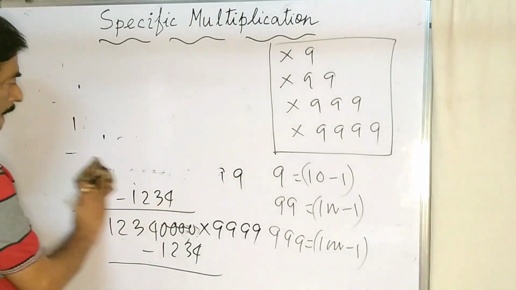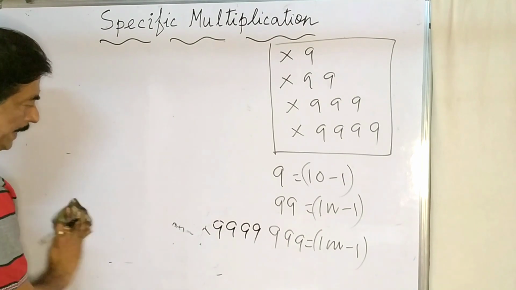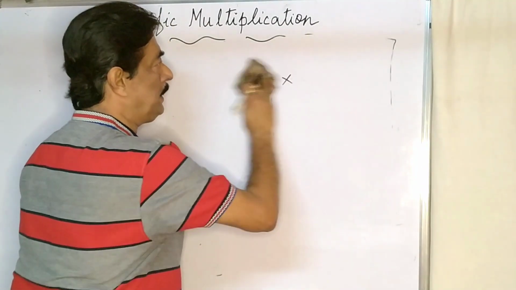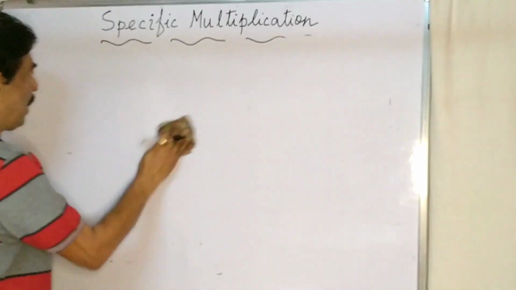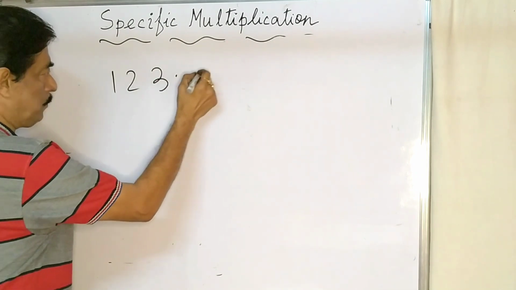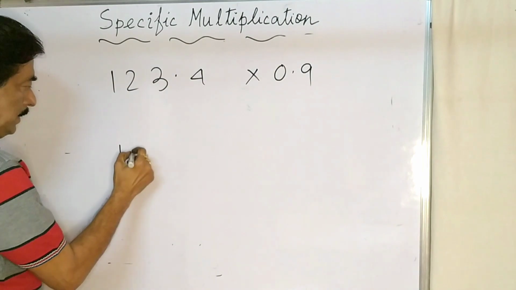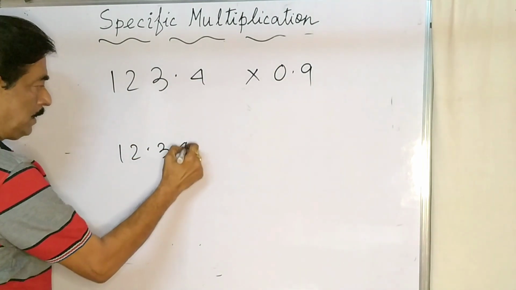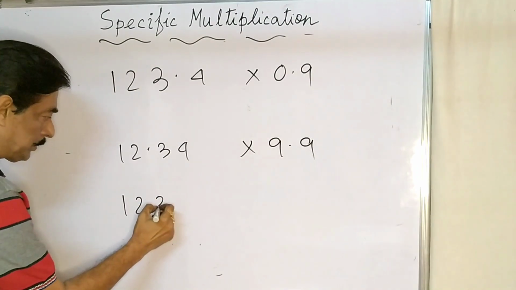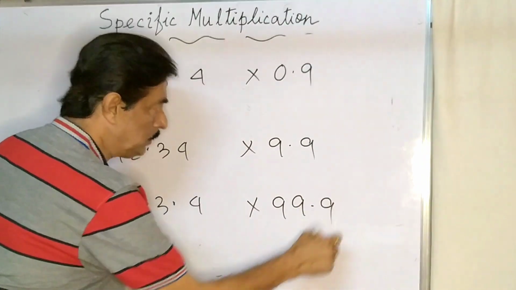Let us consider that they are giving the number in terms of decimal. When we are discussing data sufficiency, in every moment you have to solve this type of problem. So 1234 multiplied by 0.9, 12.34 multiplied by 9.9, 1.234 multiplied by 99.9.